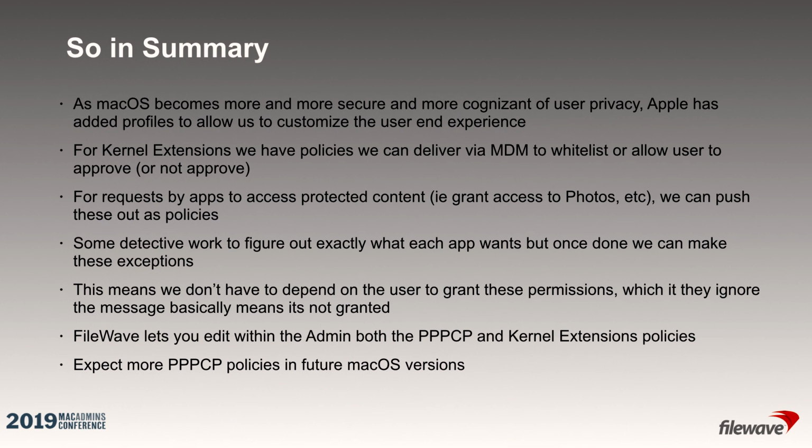Kernel extensions are pretty straightforward. We can deliver them as a whitelist, essentially. We can allow the users to approve if we would like to. That's part of that policy. If we don't, then they can't at all. For requests from apps that are looking for protected content, we can push these out as policies now. As you saw, there is some detective work to sometimes figure out exactly what's asking for what, but once you get through that piece, you can put together your profile.